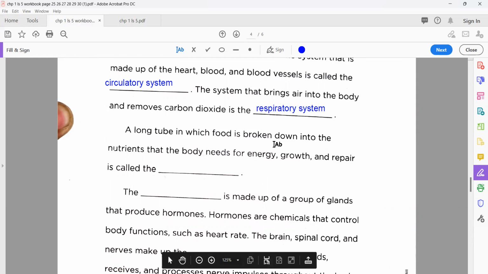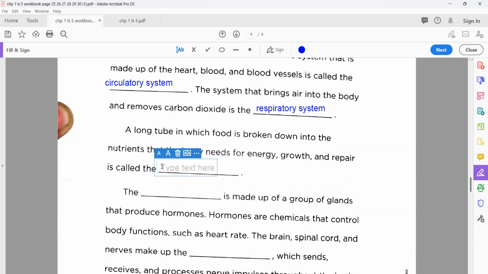The long tube in which food is broken down into nutrients that the body needs for energy, growth, and repair is called. So again, about the tube in which you have esophagus, you have stomach, you have digestion parts of the body. Yes. So what do we call this? Digestive. All digestion will go here. In this system, your body gets energy from these organs.